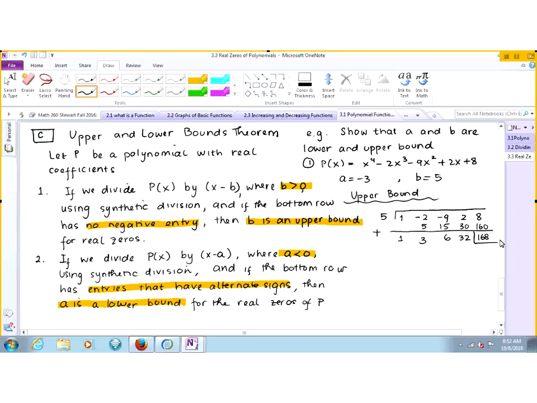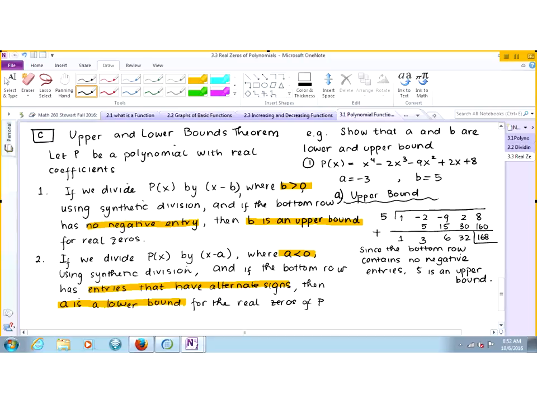So what do you see on the bottom row? They're all positive. So what is your conclusion? So since the bottom row contains no negative entries, 5 is an upper bound. Okay? Okay. So this is A, upper bound.